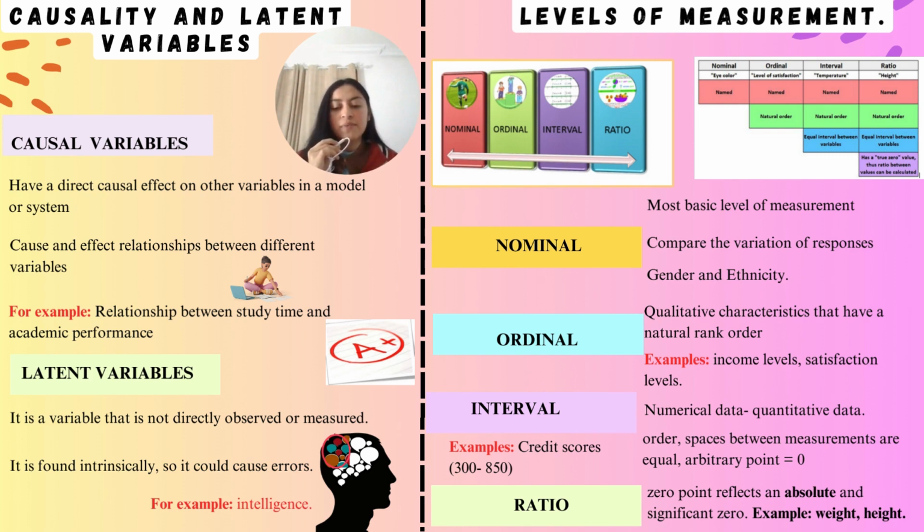And finally, ratio. The final one, ratio, is the most significant of the measurement levels. The zero point reflects an absolute and significant zero. Unlike interval levels, for example, we have weight and height.